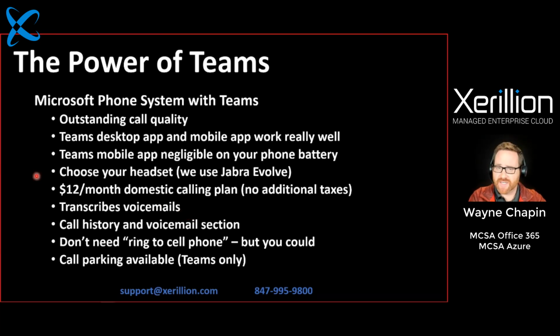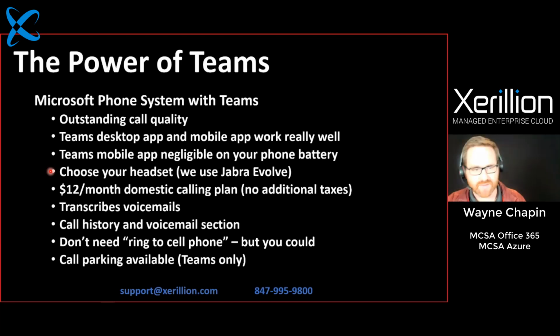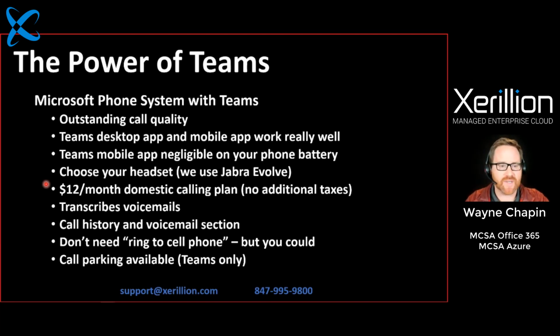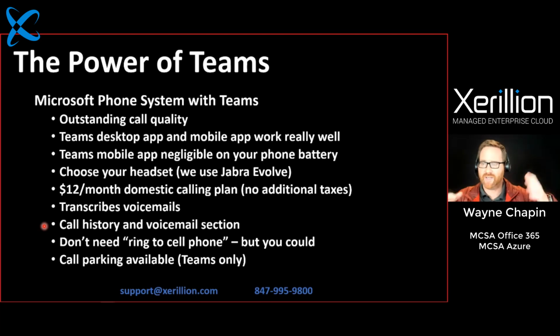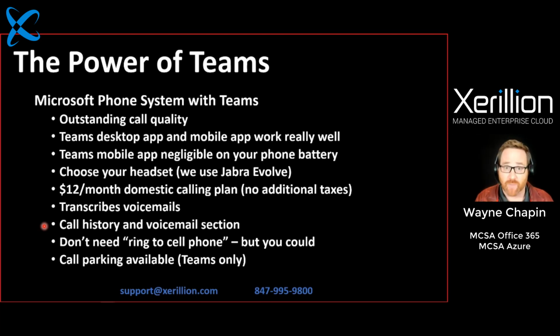When you use it, you can certainly get a desktop phone, or you could just choose a headset. I like a dual ear. This is a Jabra Evolve 75, which is a top of the line model. But again, a $12 domestic calling plan transcribes voicemails. You'll have the call history and voicemail section, and it's a full-fledged business phone system. So if you have groups of people, a call center taking calls like we do, it certainly works great. And you have call trees, call queues, all that sort of stuff. And you don't even need to do ring to cell phone, but you could.